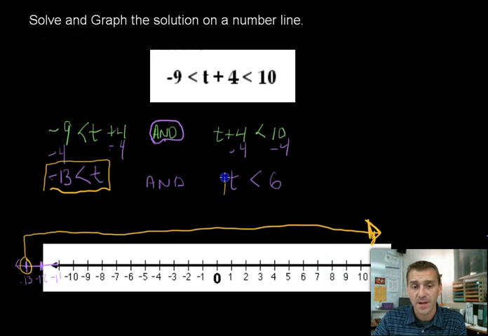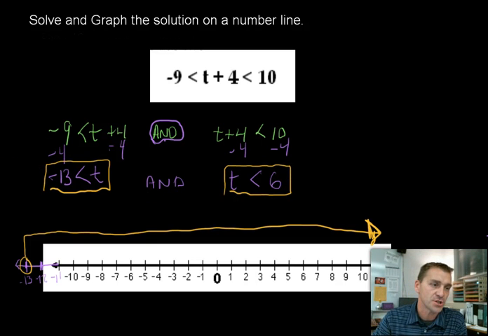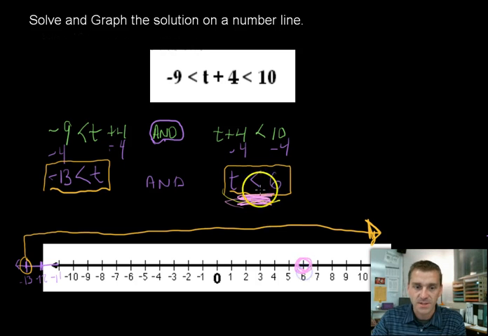Now this one over here, let me change colors. Pink. So if I graph this one, it's an open circle on 6, and t is less than 6. Since the little part is facing the letter, it's all of those things to the left of 6. So I would shade that one down here.